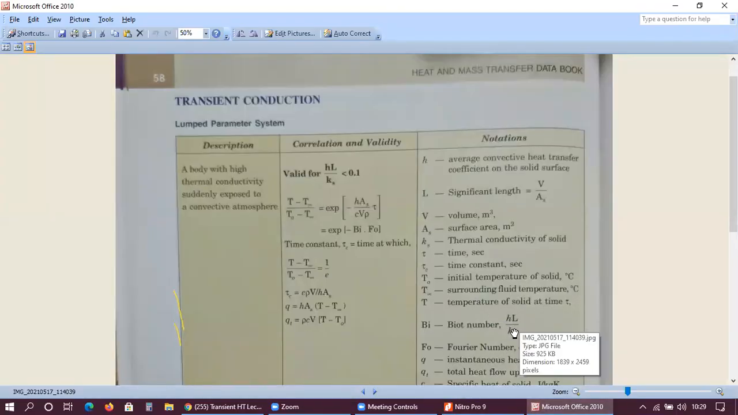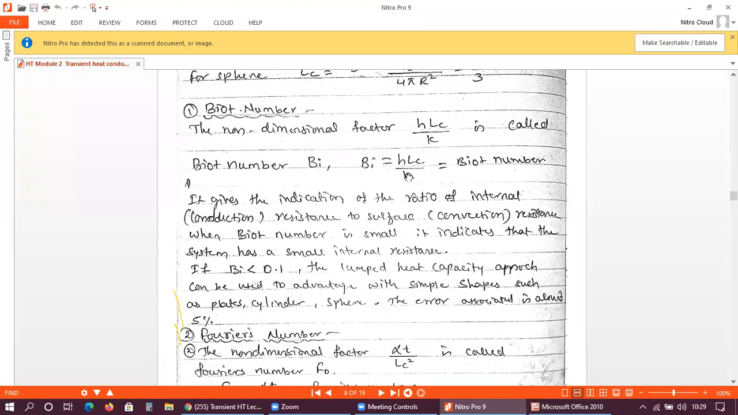The Biot number is generally represented by hL_c/k, as you can see here. L_c stands for characteristic length, and h is the convective heat transfer coefficient. It is the indication of the ratio of internal conductance resistance to the surface convection resistance. This ratio will give you the Biot number.